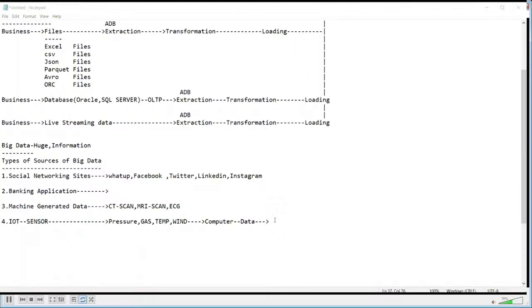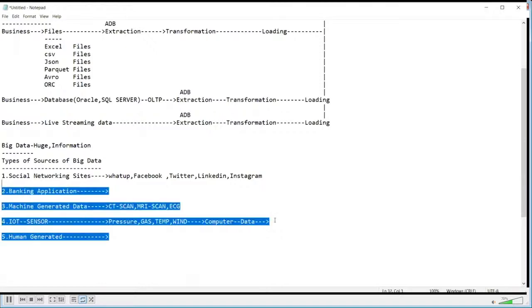Now, next, the fifth one is human generated data. It is not massive, but still it can be considered big data. Human generated data means the data which is generated by you and me, the normal routine data. So this is also considered as part of big data.